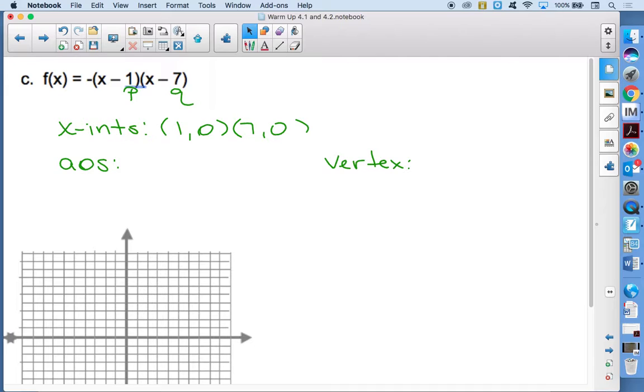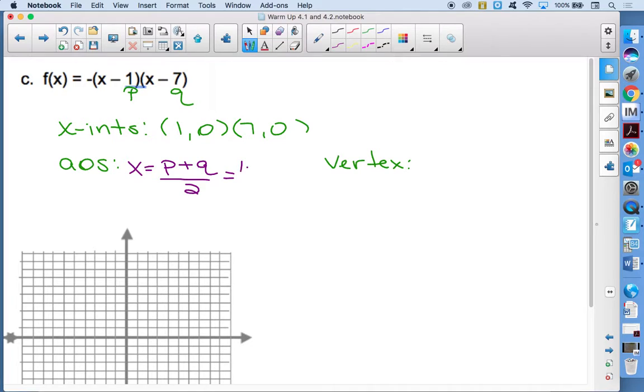To find the axis of symmetry, we do p plus q over 2. So the axis of symmetry is in the middle of the x-intercepts, no matter what. Everything needs to be symmetrical with the parabola. So if you have these 2 points on the x-axis, the axis of symmetry is going to cut those 2 points in half. So if we add them together and divide them by 2, Emily, you get x equals 4.